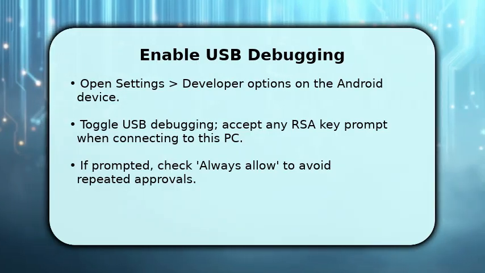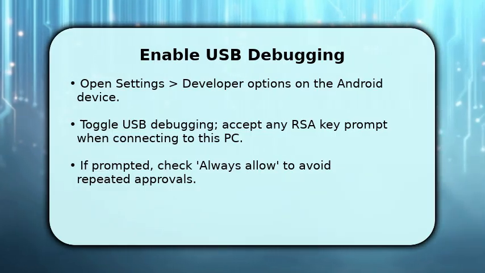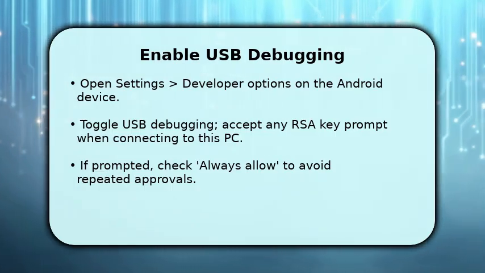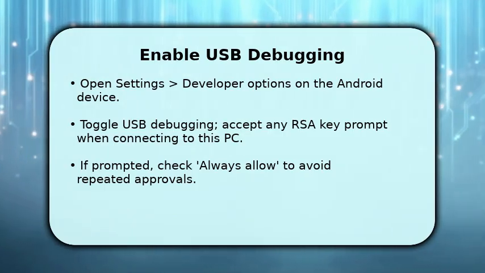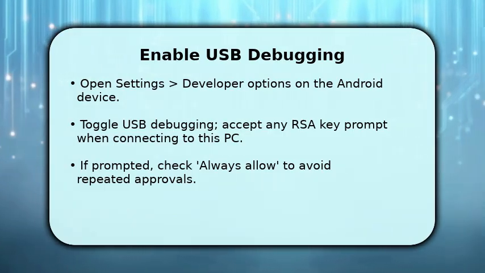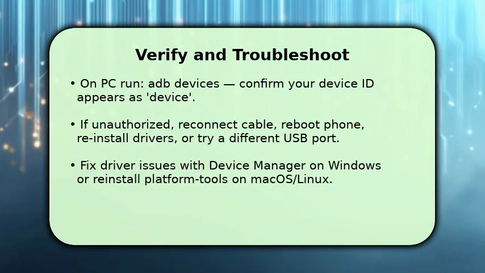When you first connect, your phone will show an RSA key prompt asking to trust the PC. Accept it to establish a secure connection. Make sure to check Always Allow only on computers you trust, because it grants persistent developer access for tasks like file transfer and app debugging. You finish by verifying the connection.